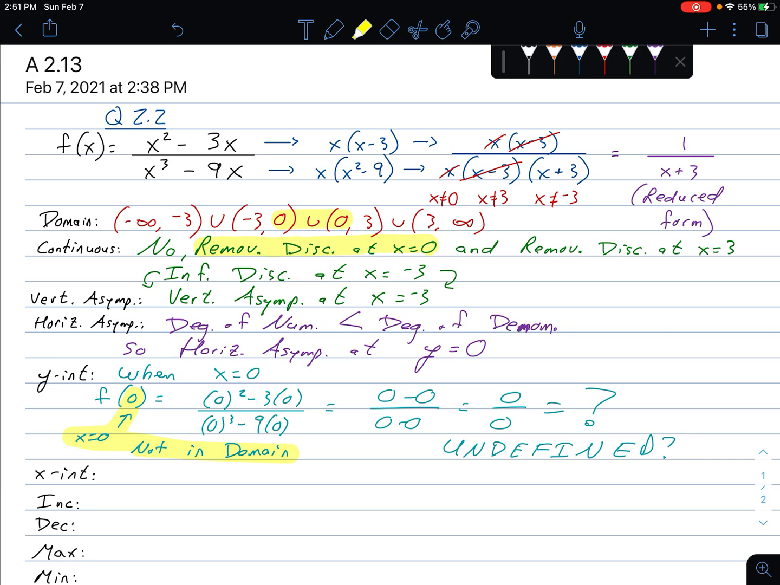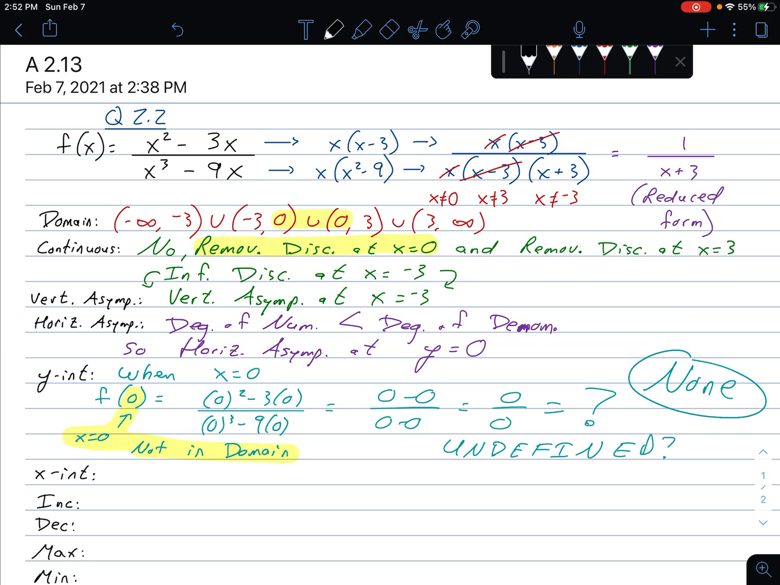So I don't have a y-intercept. So there is no y-intercept. It's going to look like there should be one, but there's not going to be one there because I'm undefined and it's removable. Undefined, not in my domain. It's removable because I canceled it out. So what does that mean for my graph? There's going to be a hole in my graph where there should be the y-intercept.